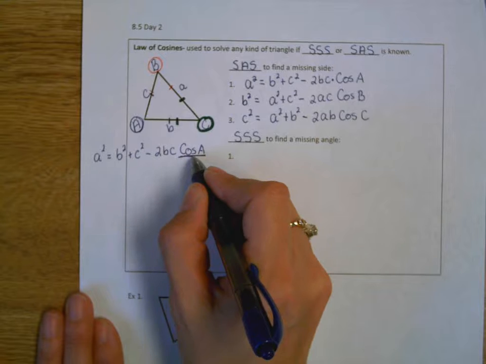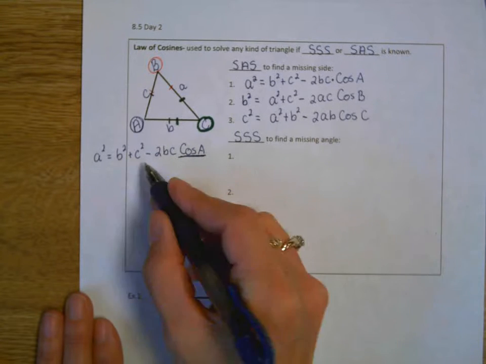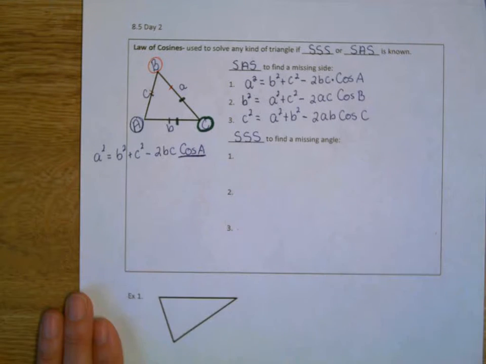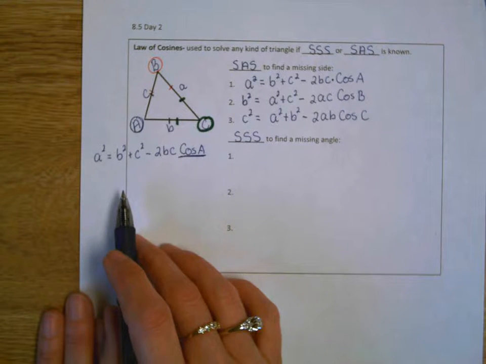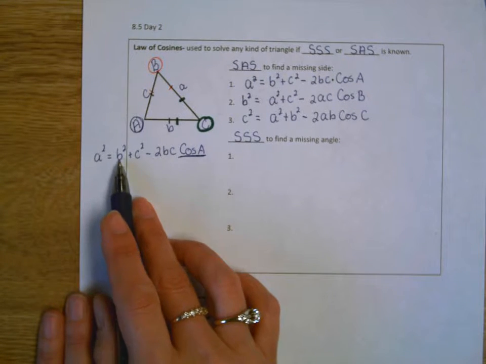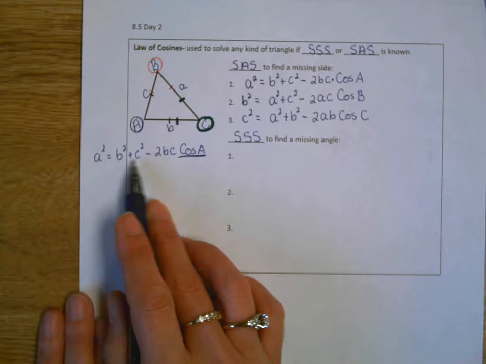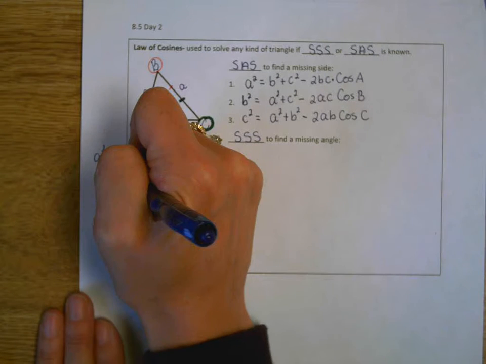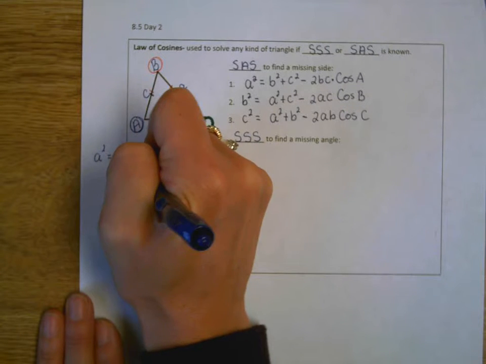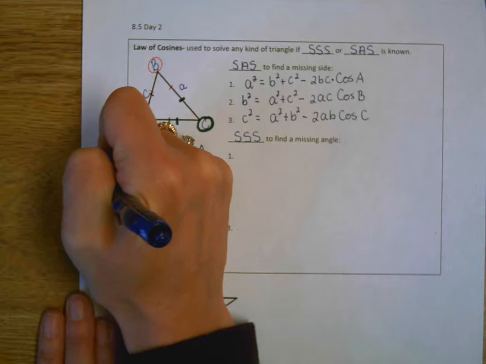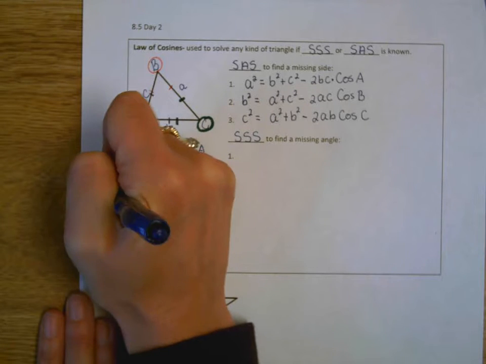So I want this to stay here. I want everything else to get kicked to the other side of the equation. How do I start kicking everything to the other side of the equation? What am I going to subtract? I'm going to subtract this B squared. I'm going to subtract the C squared. So I'm going to subtract both of those for the first step. So subtract B squared, subtract C squared.